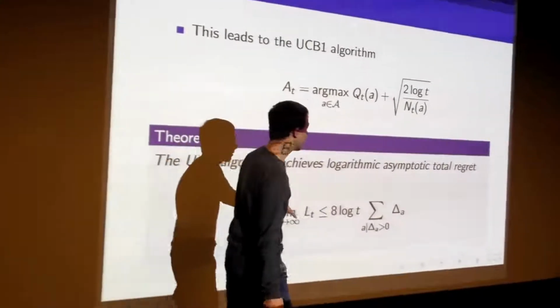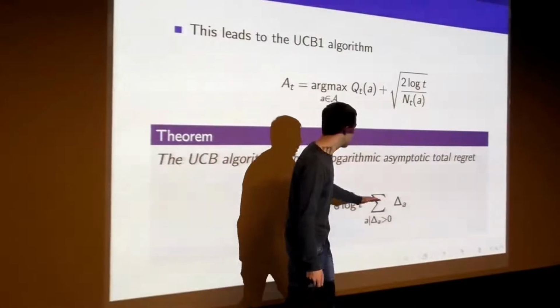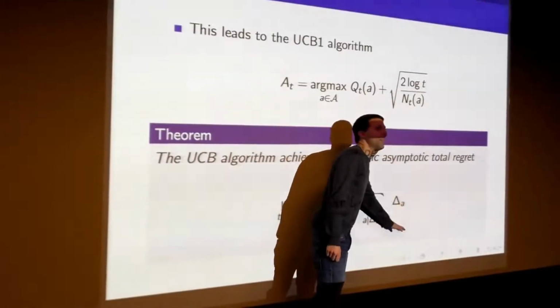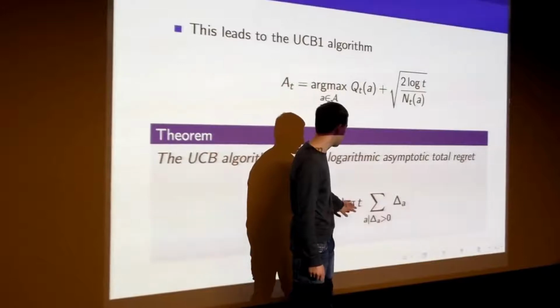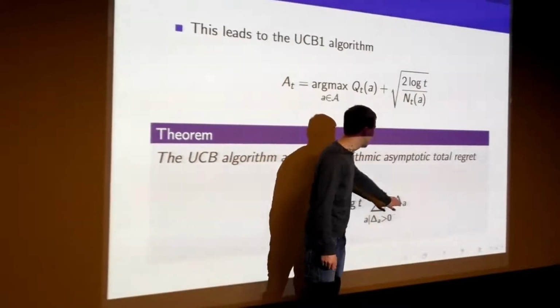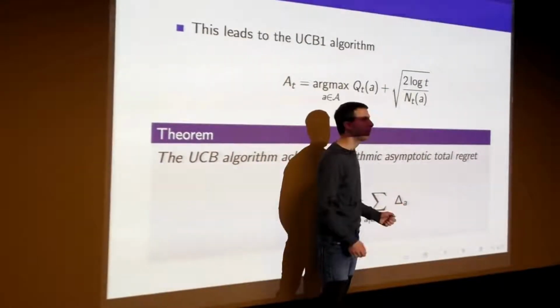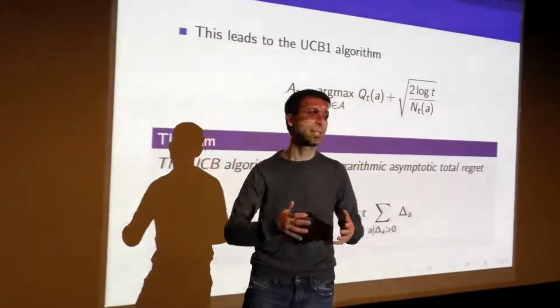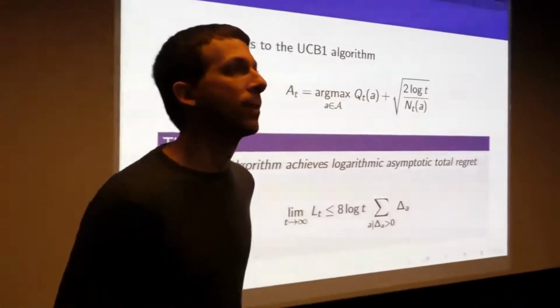And this then achieves logarithmic asymptotic total regret. It looks a lot like the lower bound, except we've lost one of the two terms. We don't have the KL term in there. But we do have the logarithmic dependence on the number of steps. It takes account of the action gap, but it doesn't know about the distribution, so it doesn't have this KL term.